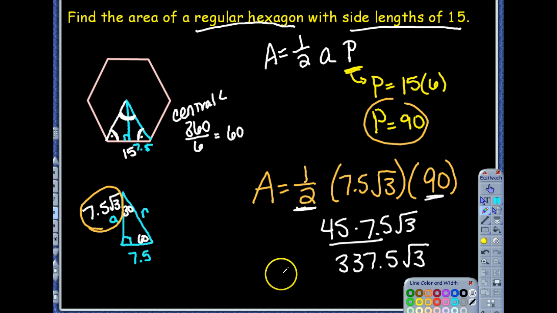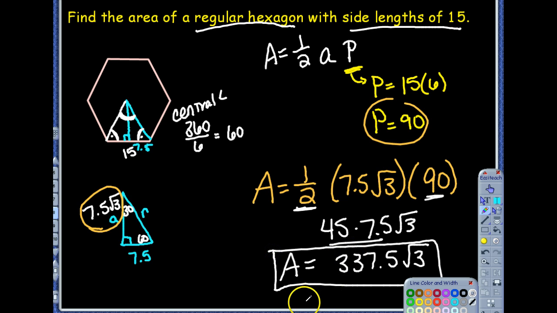Now, that would be the exact. It doesn't have units, so we can do that. But I will tell you a lot of times these are going to have units. They're going to ask you to round, so you could round as well. Okay, and we would call that? It's about 584.57 units squared. Wonderful.